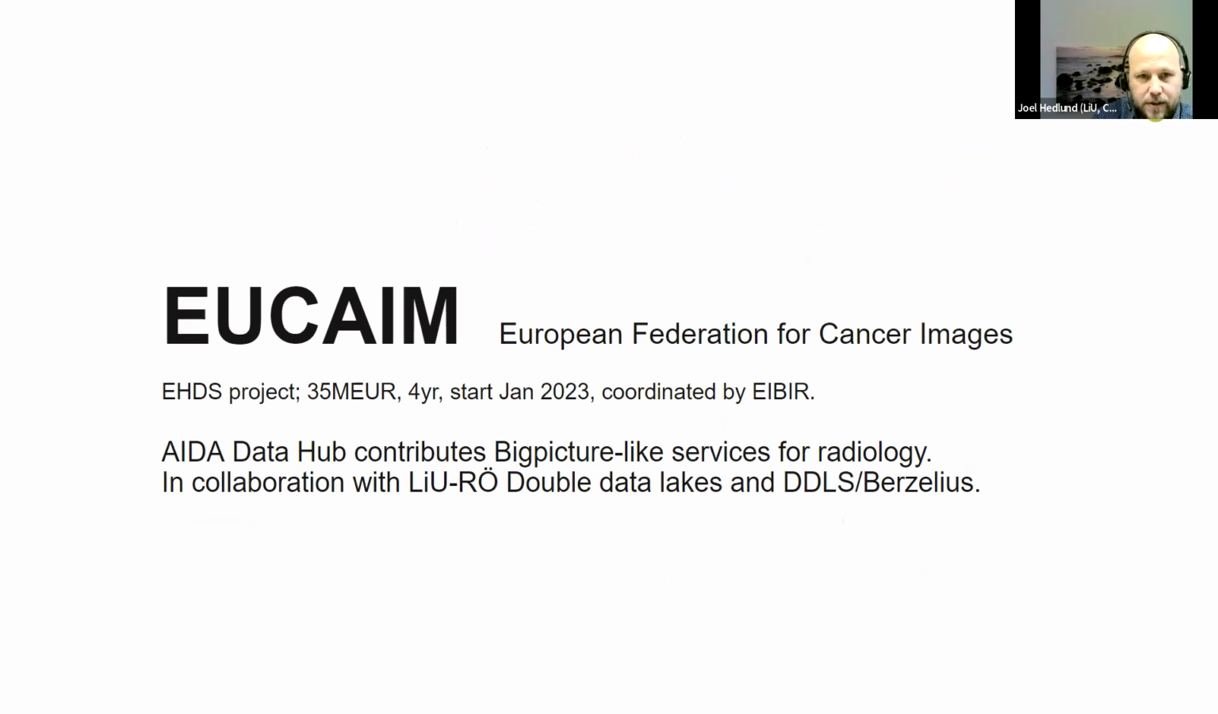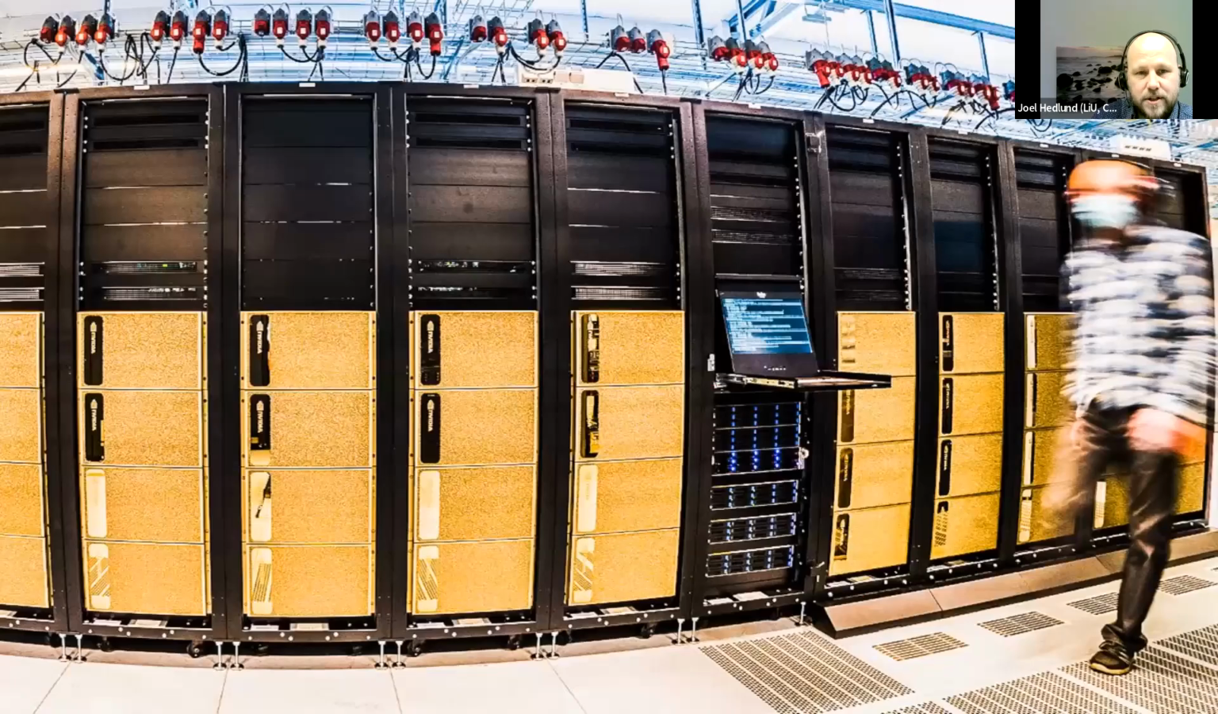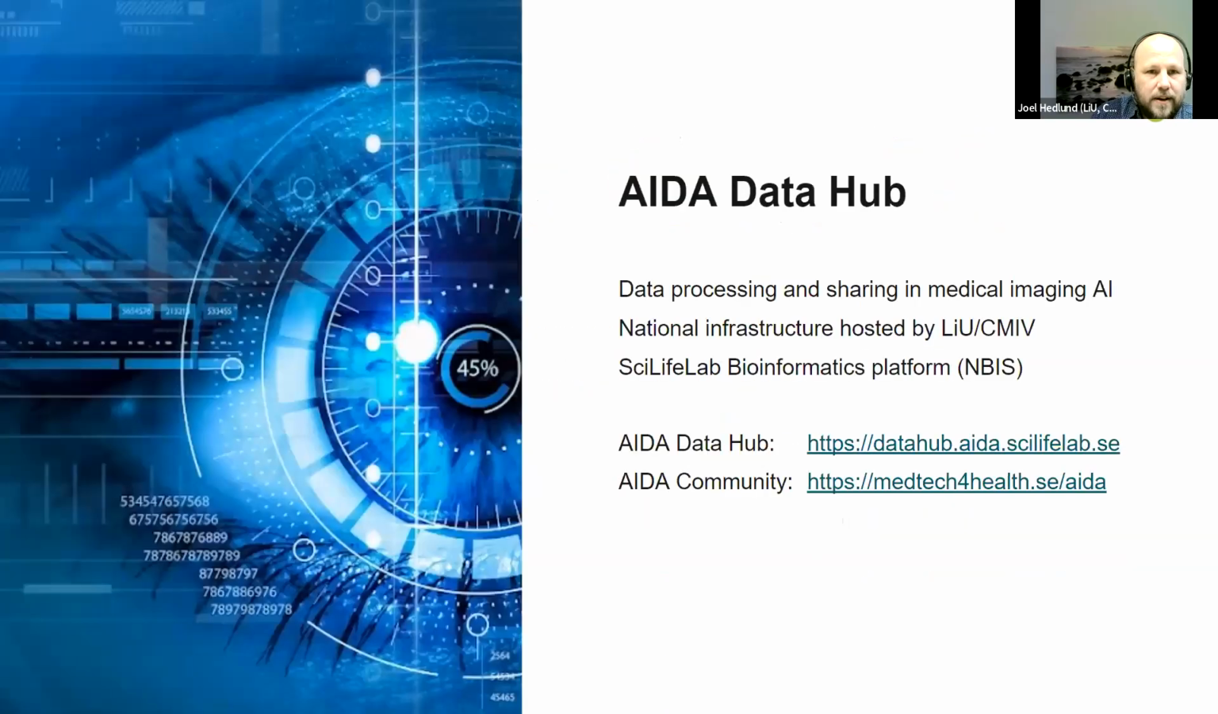And the idea here is to do that together with much larger compute resources like this one. This is Berzelius, the flagship AI training resource in Linköping at the National Supercomputer Center. Yes, that's what I intended to show you. If there's any questions, I can answer them.